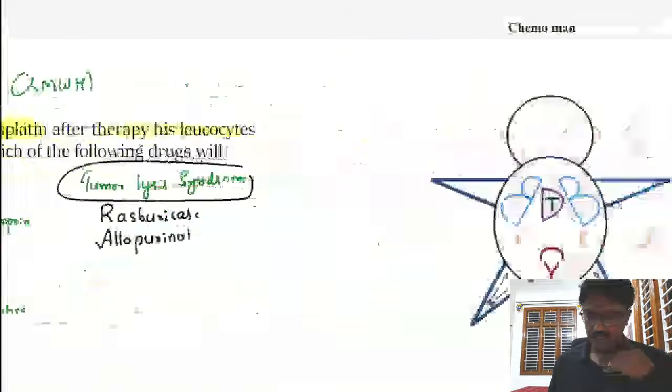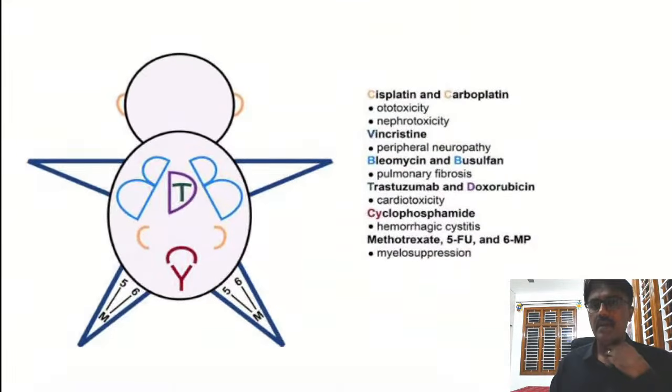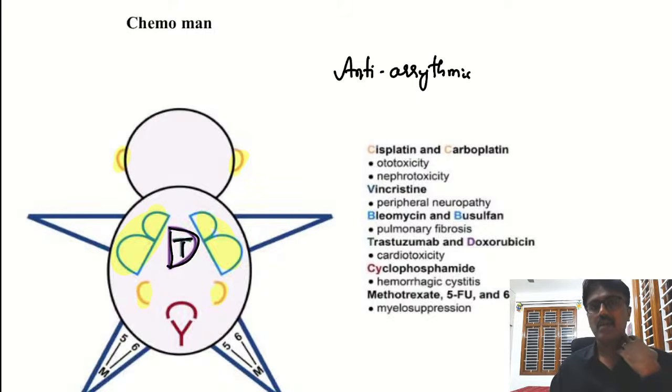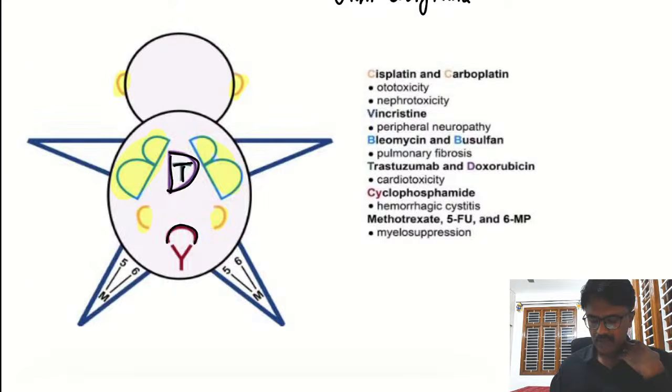Now this chemo mnemonic I keep on repeating in every class. Remember, cisplatin can cause ototoxicity and nephrotoxicity. Bleomycin and busulfan can cause pulmonary fibrosis. So anybody can tell me which antiarrhythmic can lead to lung fibrosis? And the doxorubicin, trastuzumab, they can cause cardiotoxicity. Cyclophosphamide, C bar Y, can cause hemorrhagic cystitis.